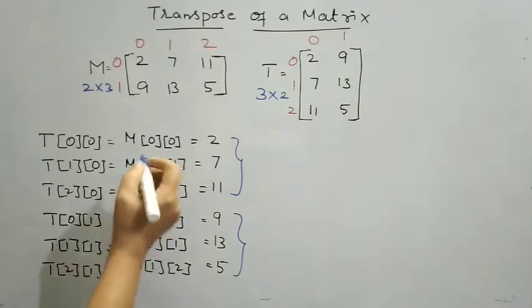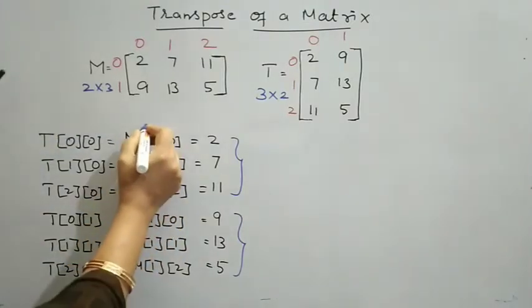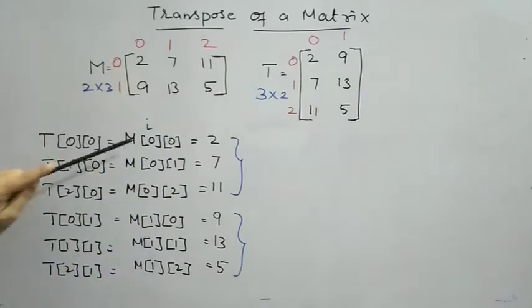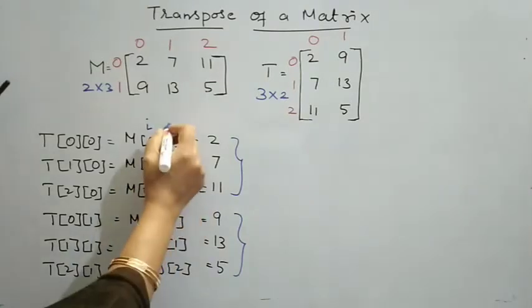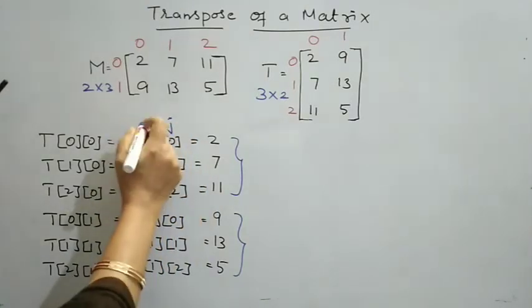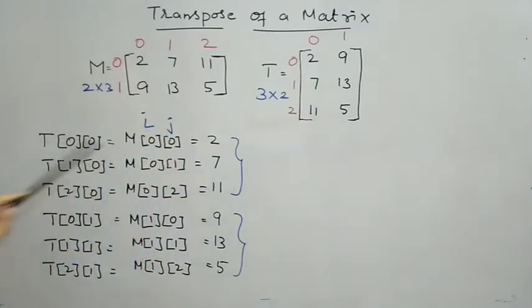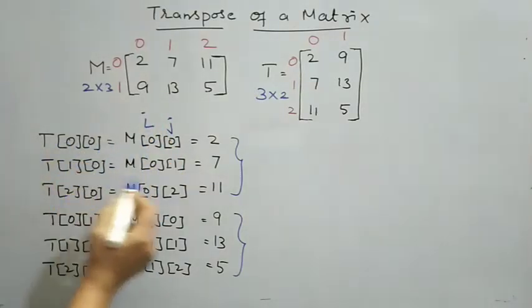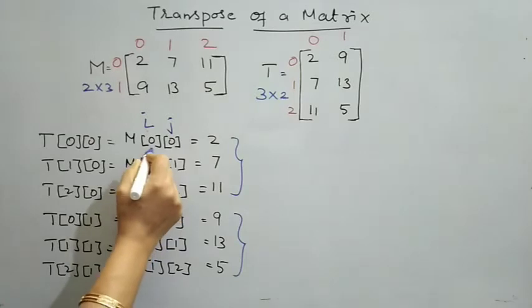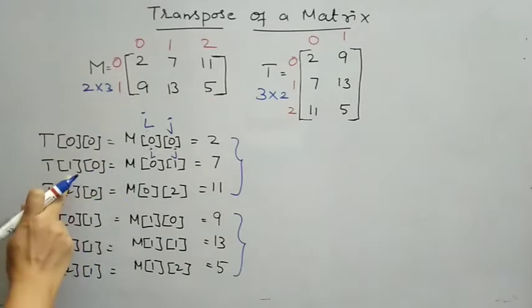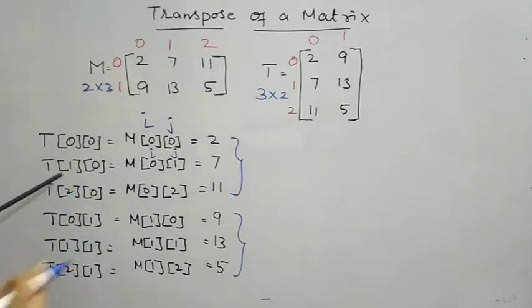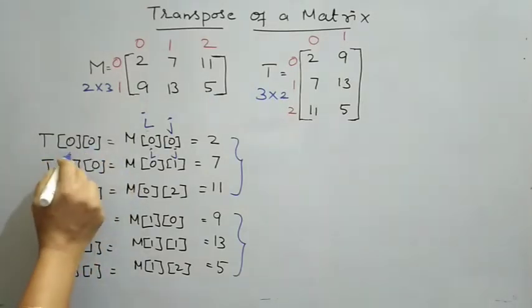In general, this is the index position I, the index position of the row. It is in general implemented as I. Then the index position of the column is implemented as J. Take this one: this is row index position I, and this is column index position J. When it is transposed into the transpose matrix, it is converted into J and I.